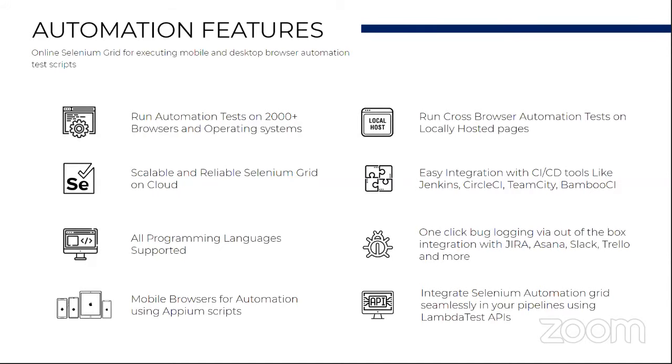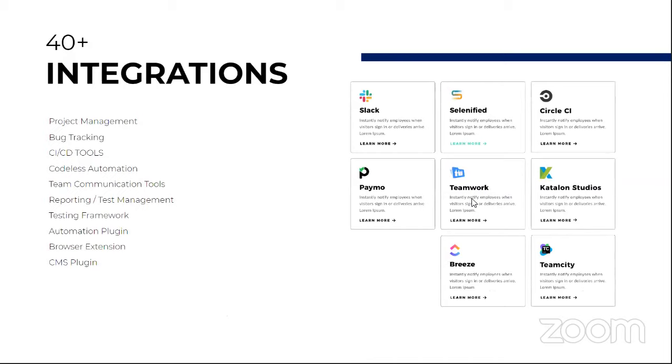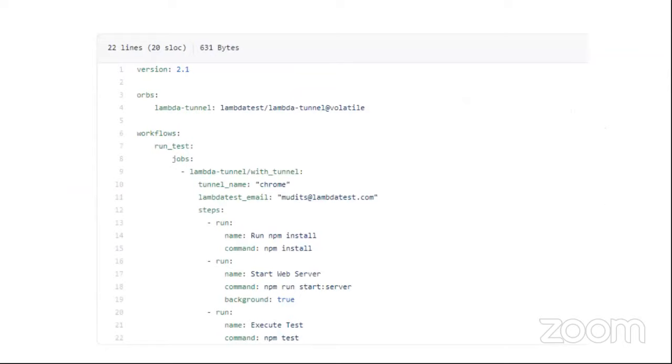Another good thing about our platform is that we integrate with, as I said, all CI/CD platforms, including CircleCI. We have around 40 plus integrations in addition to CircleCI that include project management tools like Slack, PayMo, Teamwork. We also integrate with codeless automation tools like Katalon Studio as well. So if you have any type of automation testing, we would be able to complement your testing cycle. So that's a little bit about the LambdaTest platform.